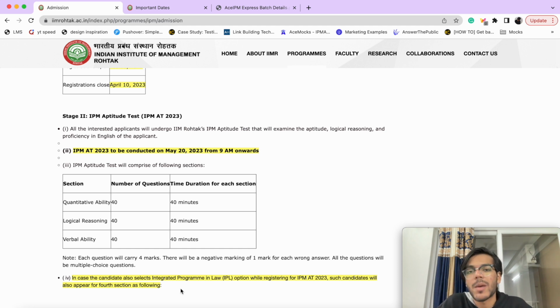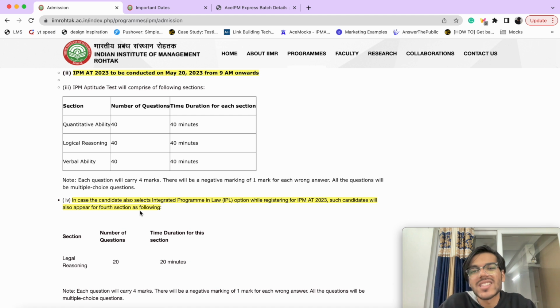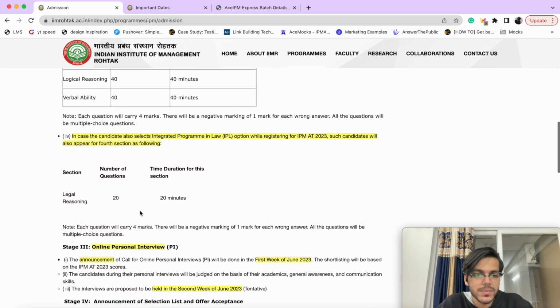One change that has happened in terms of the pattern is if you're also applying for the integrated program in law, which is also offered by IIM Rohtak, you have the option to give IPMAT Rohtak. Alongside, as an extension of this test, you'll also have one additional section of legal reasoning, which will have 20 minutes and 20 questions. All of it forms part of one single entrance, and that allows you to take admission in both IPM at IIM Rohtak, as well as IPL at IIM Rohtak.